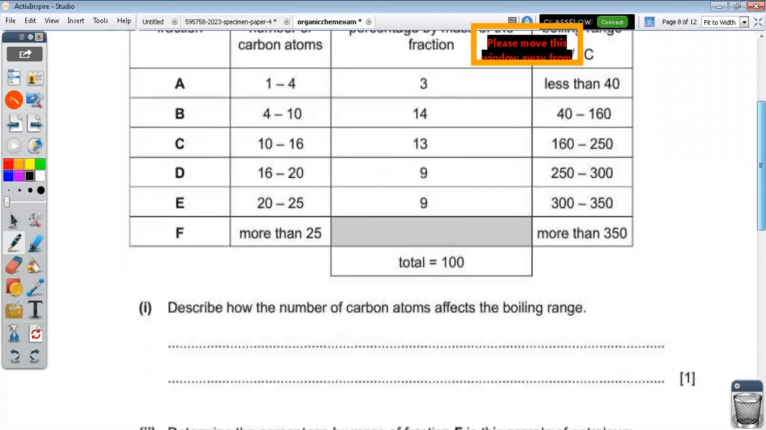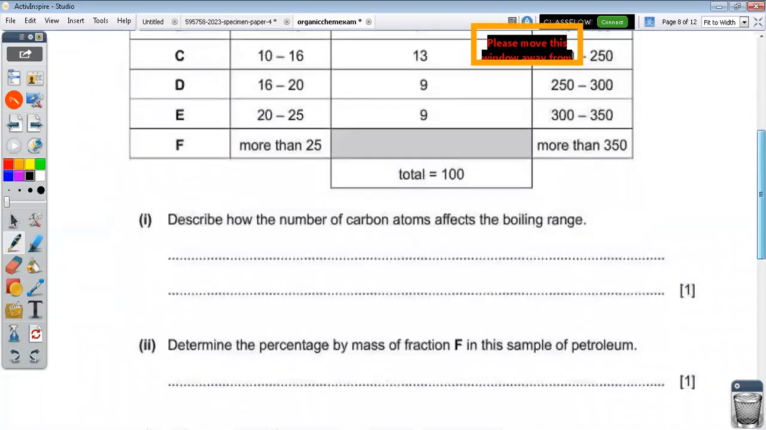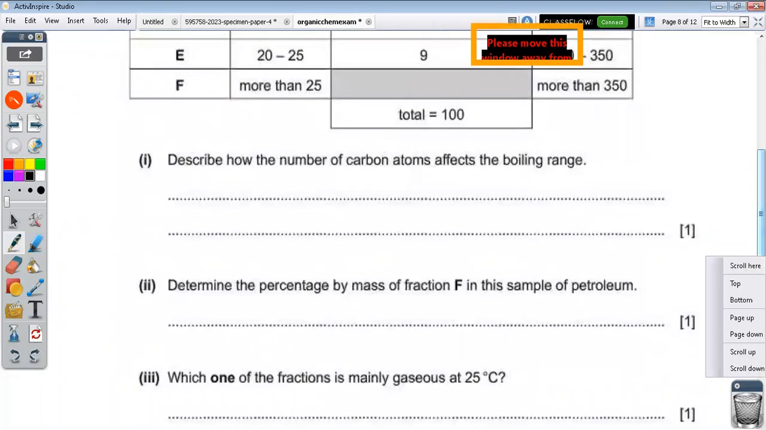Then describe how the number of carbon atoms affects the boiling range. It's easier. As the number of carbon atoms is increasing, the boiling point is what? Is increasing. Can you see? 1 to 4 carbons, less than 40 degrees. 4 to 10 carbons, 40 to 160. So as the number of carbon atoms increases, the boiling range increases.